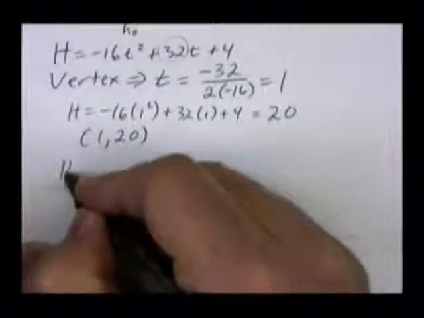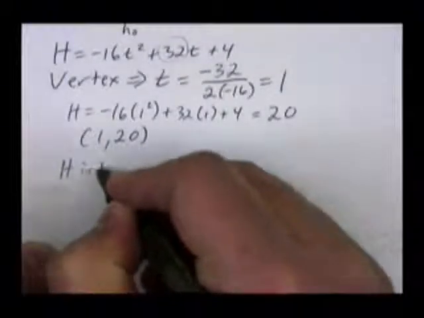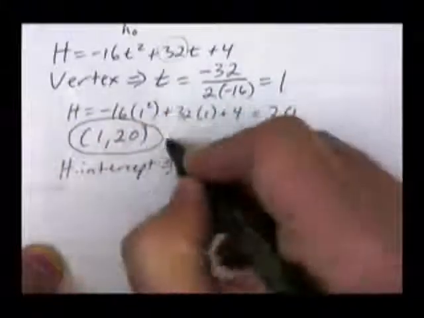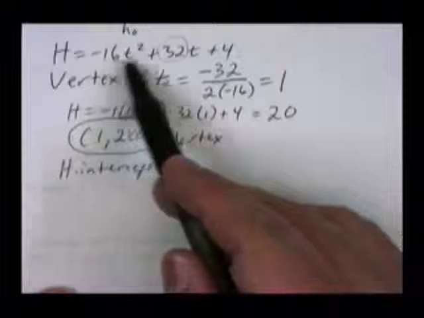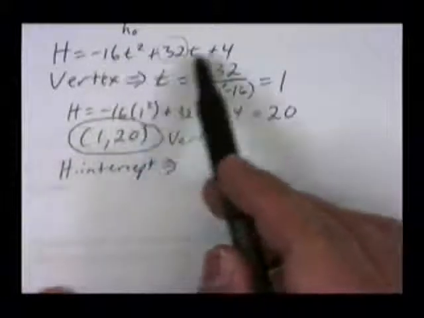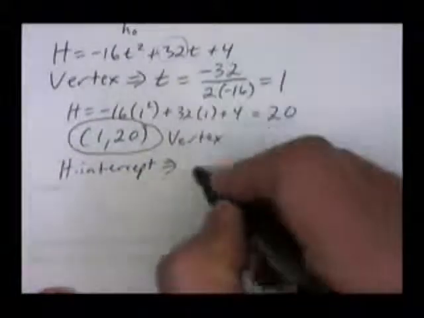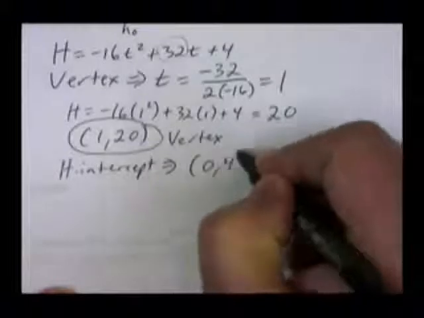H has taken the place there. So H-intercept, remember what we're going to do for that is we're going to plug in a 0 for t, or for x, and these all knock out, both of those terms, so we get just a 4. So it would be (0, 4).